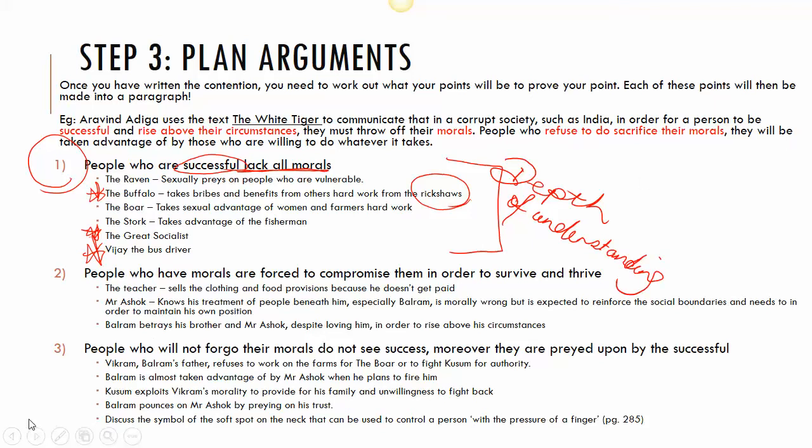So the next paragraph I'm going to look at is that people who have morals are forced to compromise them in order to survive and thrive. Okay, so I've got the idea about morals, and the force to compromise them goes with that idea that you can't have morals and be successful. And this survive and thrive thing is about success, isn't it? Okay.